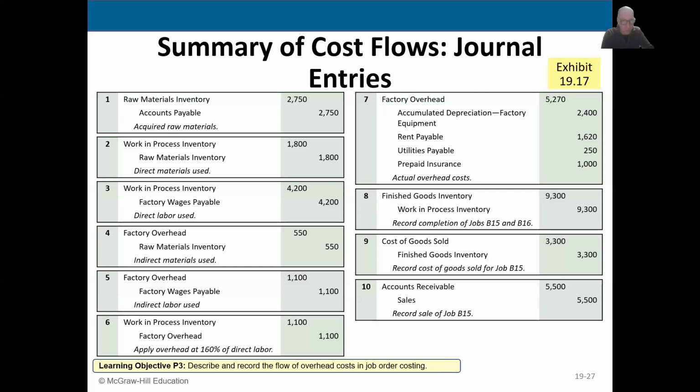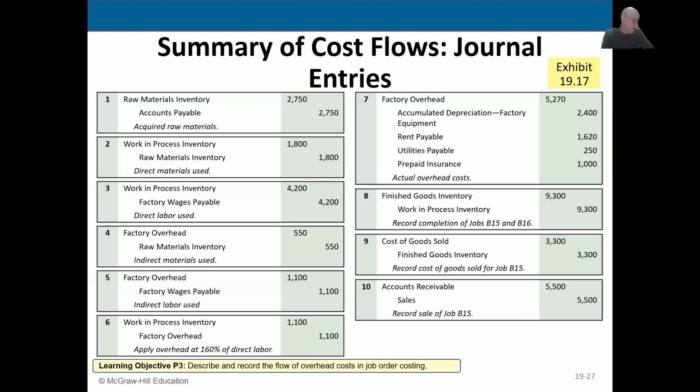We applied factory overhead at 160%. Applied the actual overhead costs. We finished making the product. It comes out of work in process inventory, goes into finished goods by debiting finished goods inventory, credit work in process inventory. Then we sold it, debit cost of goods sold, credit finished goods inventory. And obviously we sold it at a profit, so we debit accounts receivable and credit sales to represent the actual sale of the product. You see?